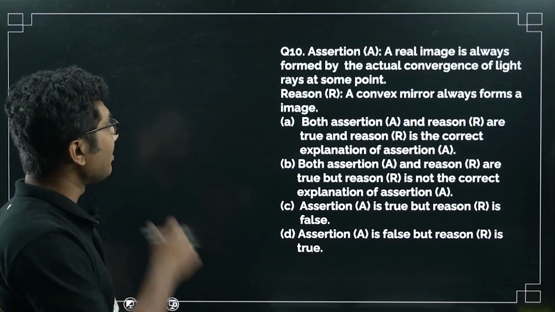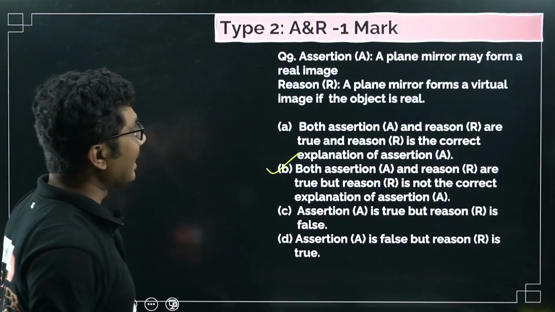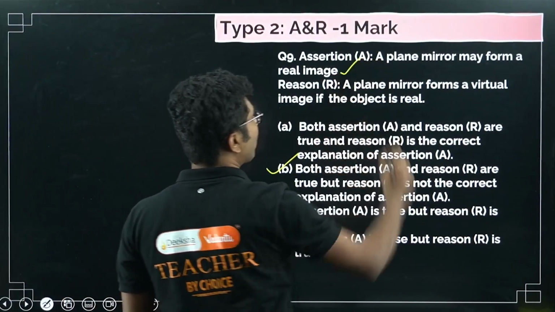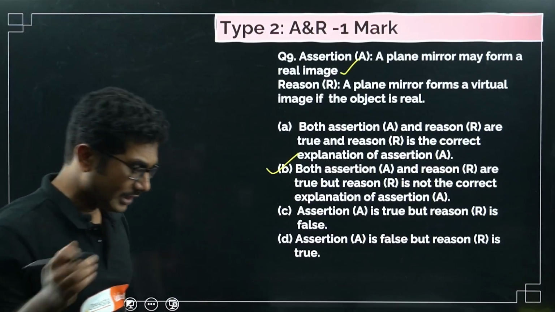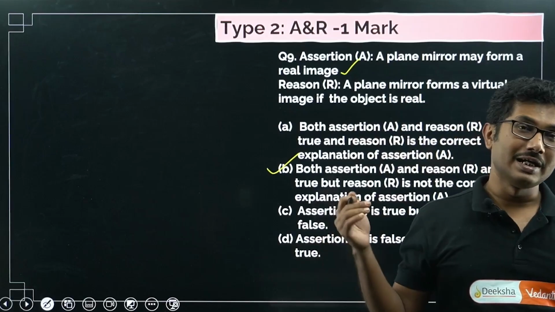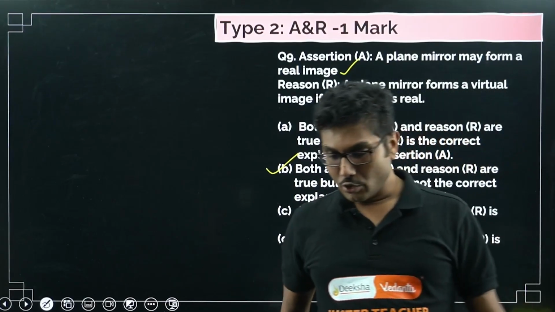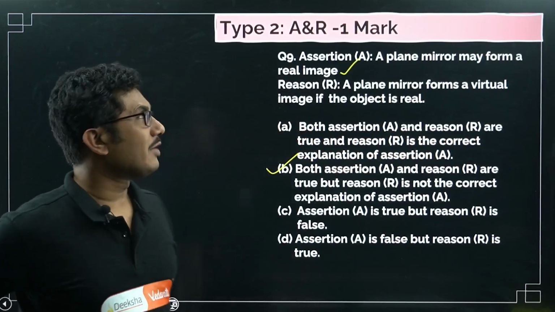Okay, question number 10. Now you can debate on this question, but this statement is true. This is a correct statement: a plane mirror can form a real image for virtual objects. If the object is virtual, now you might say, sir, how can an object be a virtual object?